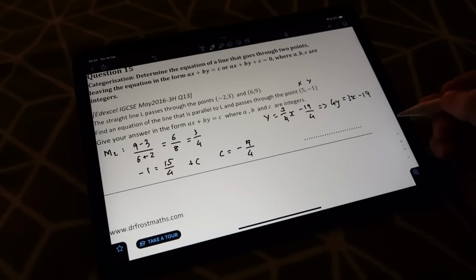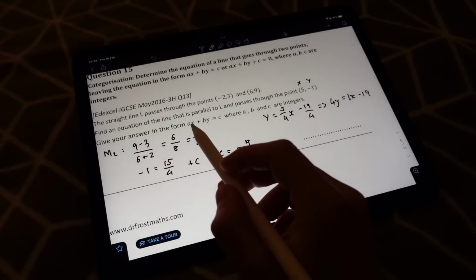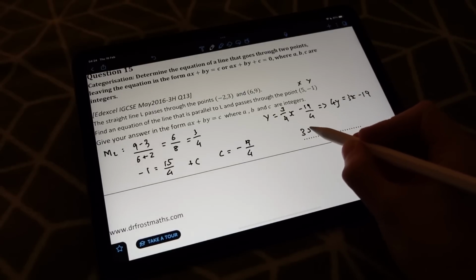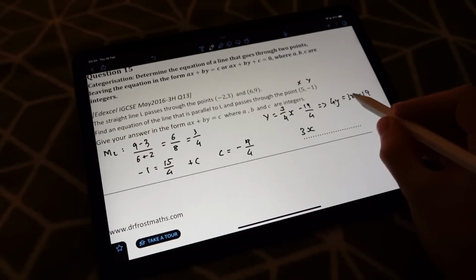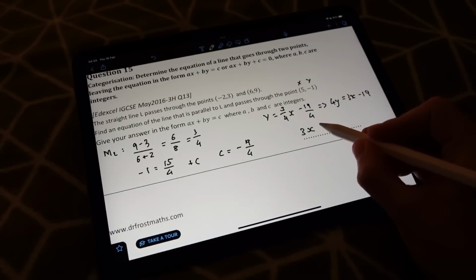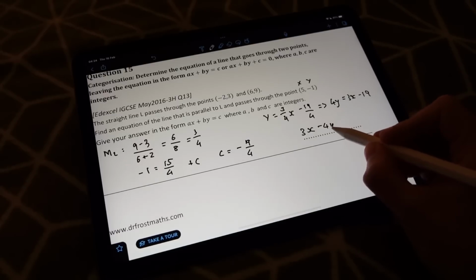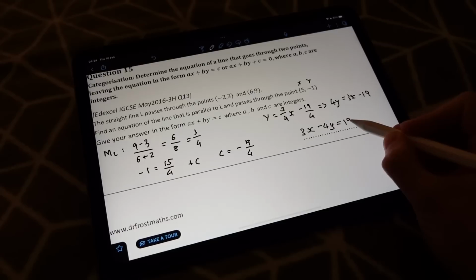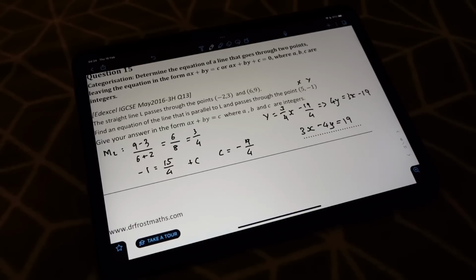There we go. And now we want to rearrange to get it in this form. So we have this 3x. Now we want by, so we just want to take away 4y. 3x minus 4y equals 19. And that is going to be that. So that took us a little minute there, but we finally got it.